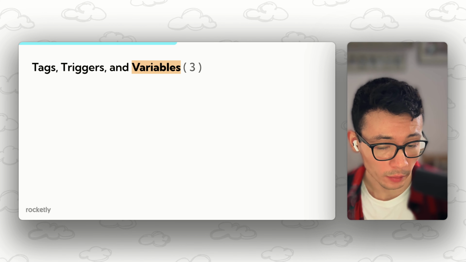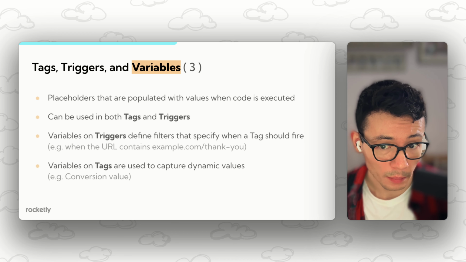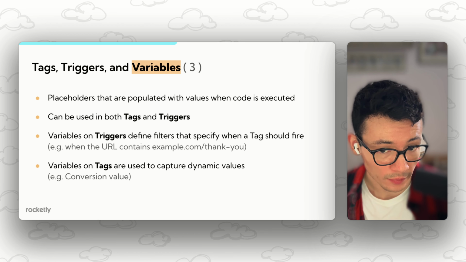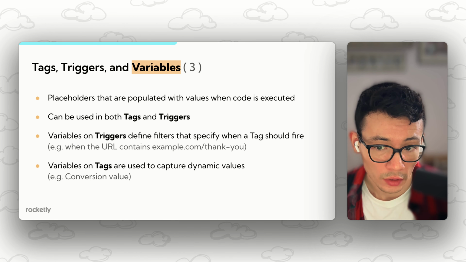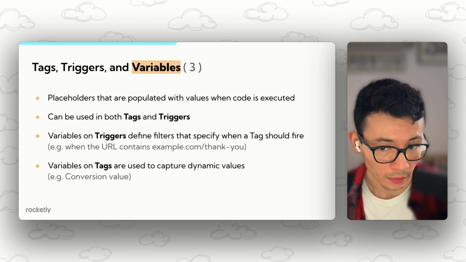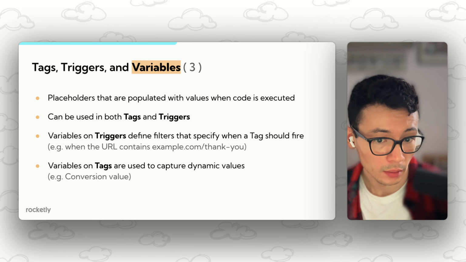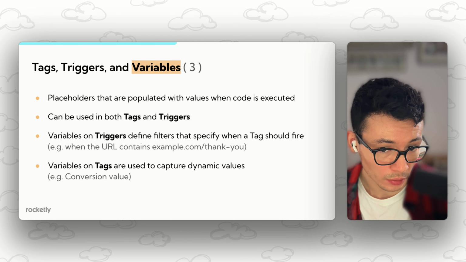Okay, and finally, variables. So variables are placeholders that are populated with values when code is executed. And variables can be used in both tags and triggers. So a variable on a trigger is a defined set of filters that specify when a tag should be fired. So I might have a trigger that should fire when a URL contains a specific variable value, like my website /thank_you.